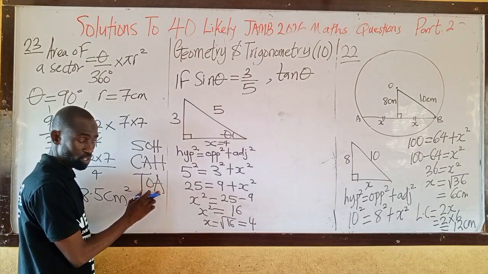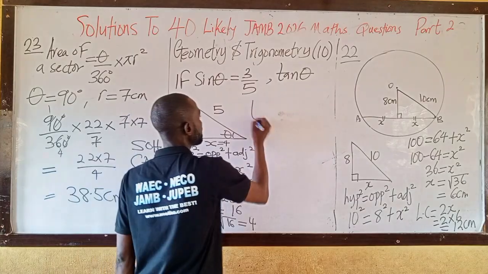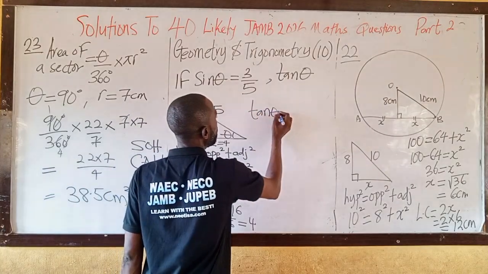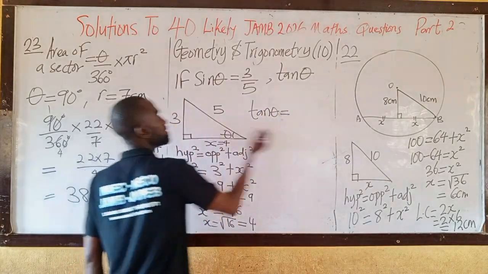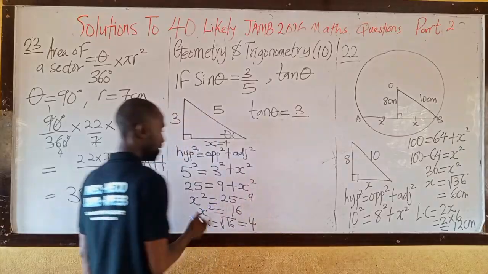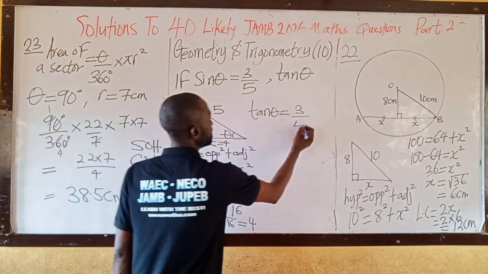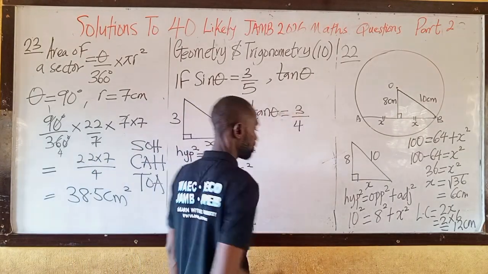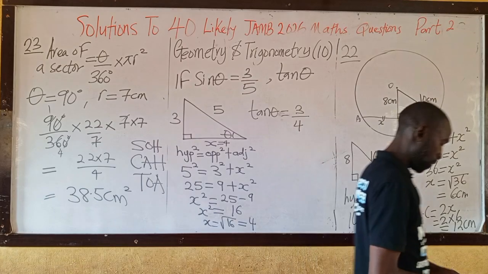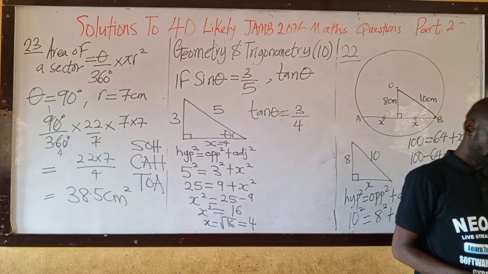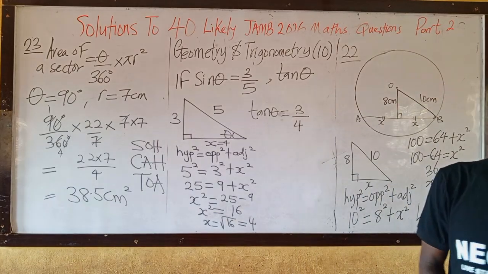Tangent equals what now? Opposite all over adjacent. So our tan theta will be equal to, where is the opposite? 3 all over. Where is our adjacent? That is 4. Question number 25 is under bearing.